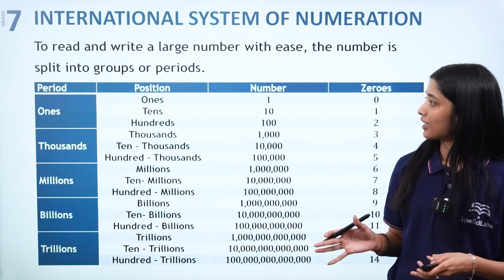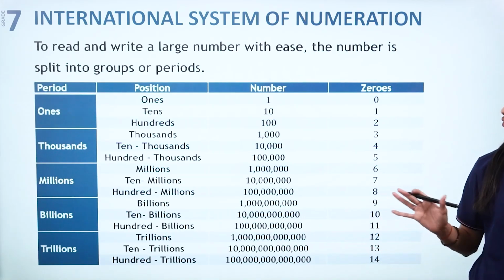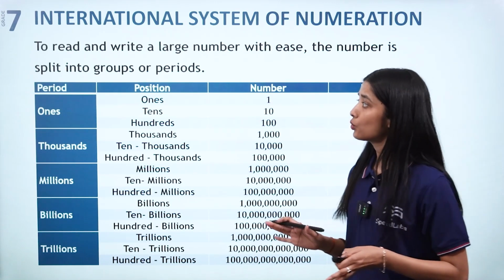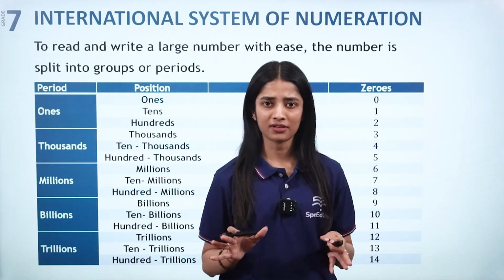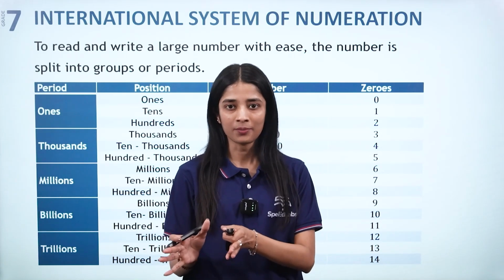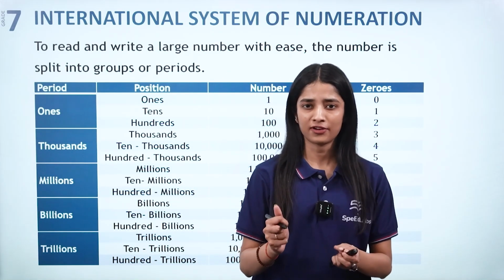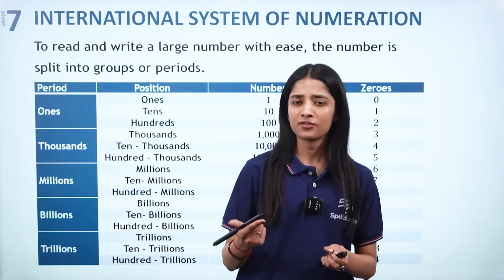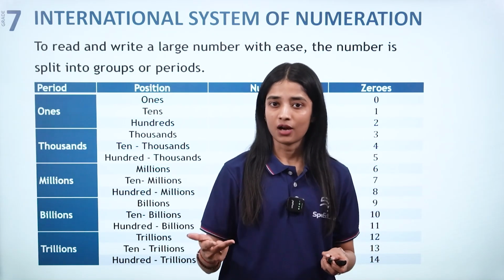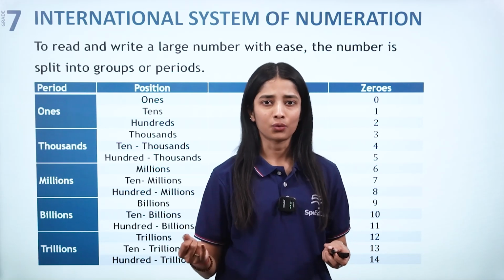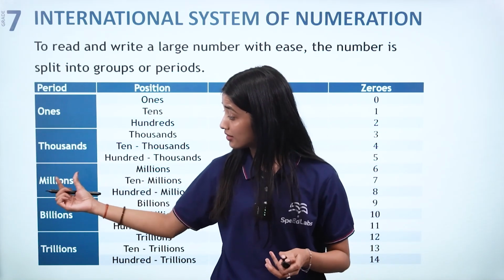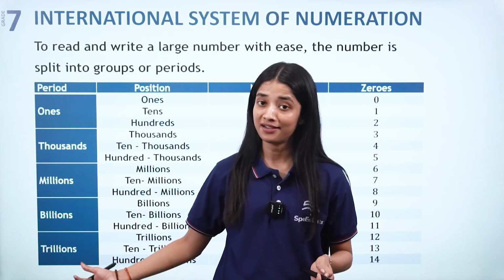Then we have this table. To read and write a large number with ease, the number is split into groups or periods. Try to relate this with the Indian system of numeration. There, the periods are ones, thousands, lakhs and crores. But here the periods are ones, thousands, millions, billions and trillions.